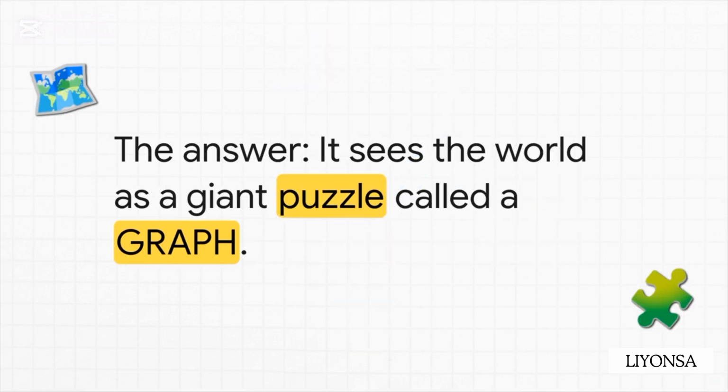Your map app, your social media feed, the entire internet. They don't see a random jumble of places and people. They see a beautifully interconnected puzzle, a structure called a graph.